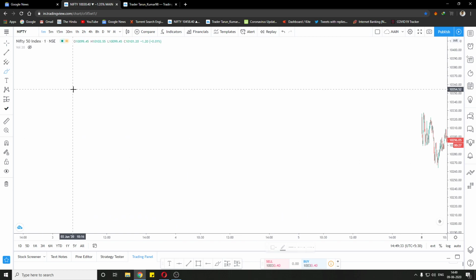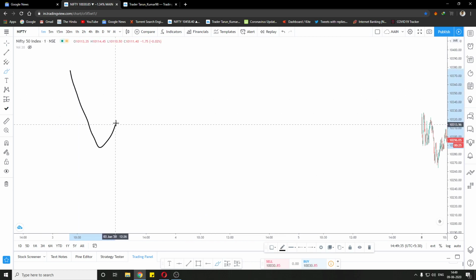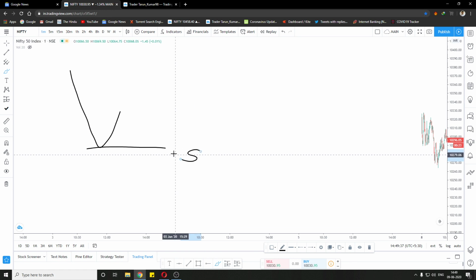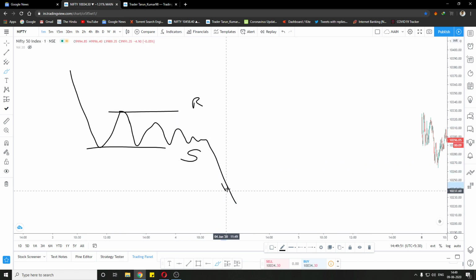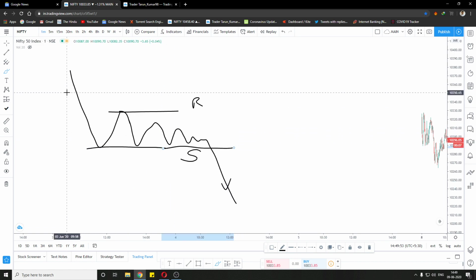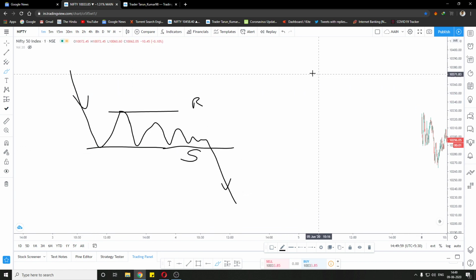If we reverse this, then this becomes support, and this becomes resistance, and the market comes back to the support, goes up, turns way before the resistance, and then turns again, and finally we have a breakdown, which is a breakout in the direction of the previous trend. This is our symmetrical triangle.